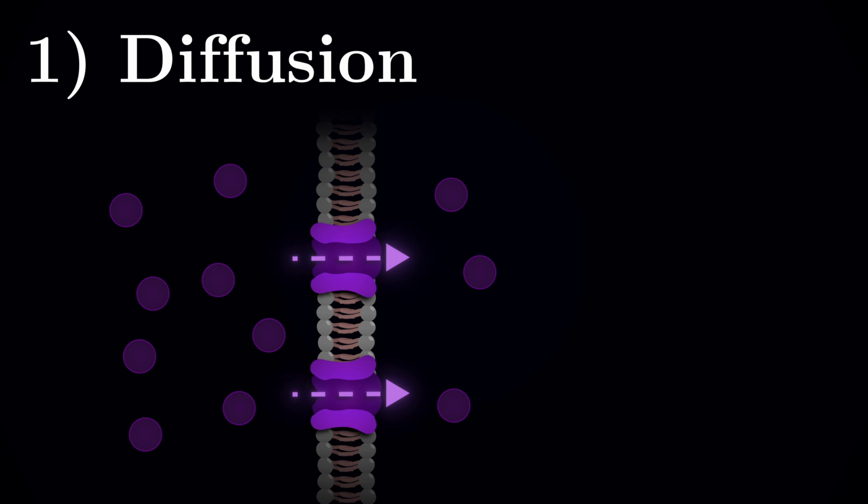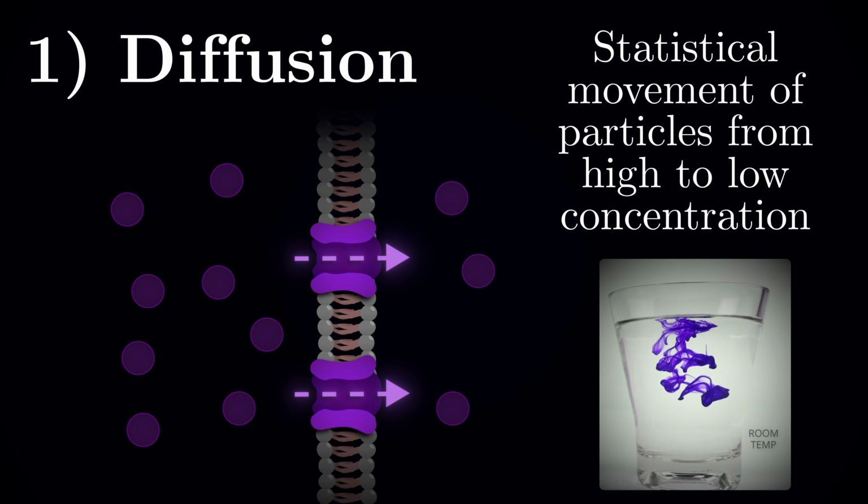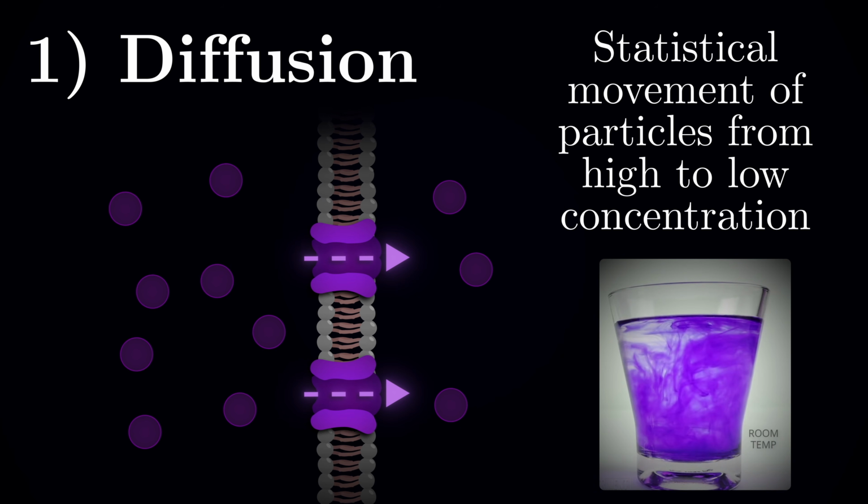First, there is diffusion, the tendency of particles to spread from areas of high concentration to low concentration. You can think of it as a purely statistical process. If you have more particles on one side, by random motion, they are more likely to bump into channels from that side and pass through. This is the same reason why a drop of food coloring spreads through water.